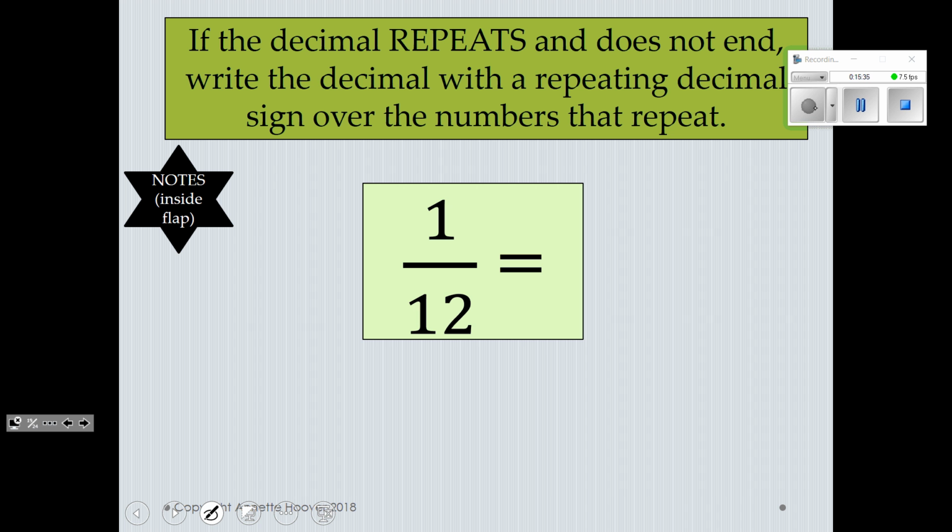If you were to do 1/12, you would take your calculator and divide 1 divided by 12. You would see that it's 0.08, and then the repeating begins: 3, 3, 3, 3, 3, 3, 3. So it's only the 3 that repeats. So when we write that, we have 83 hundredths with a repeating 3.